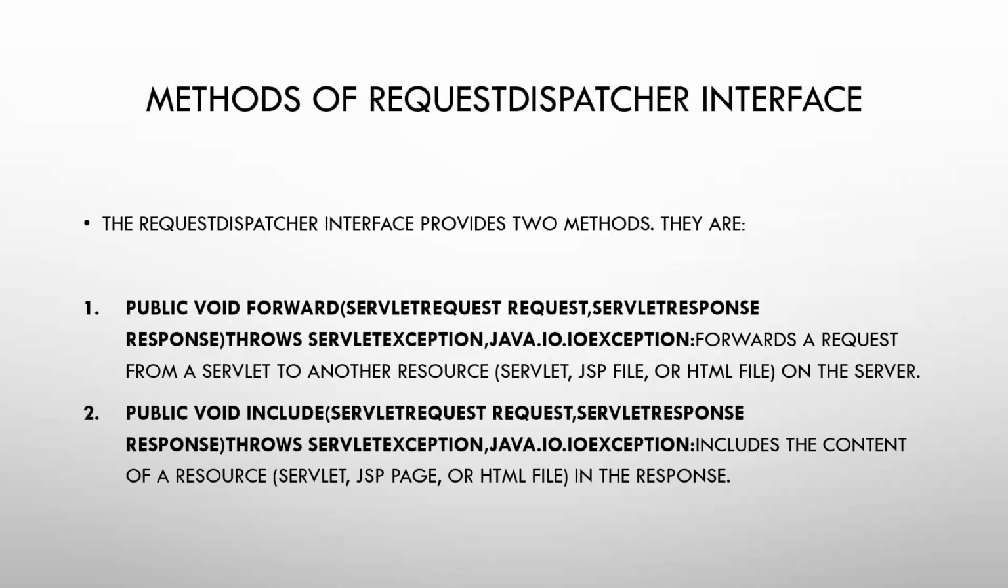The two methods are: public void forward(ServletRequest, ServletResponse), which also throws ServletException and java.io.IOException. This method forwards a request from a servlet to another resource on the server. The second method is public void include(ServletRequest, ServletResponse), which also throws ServletException and java.io.IOException. This method includes the content of a resource in the response.